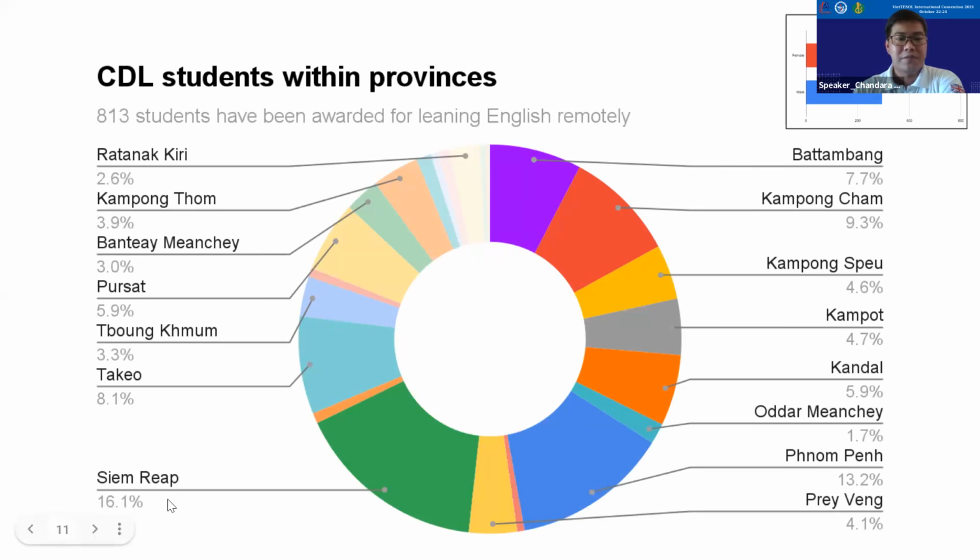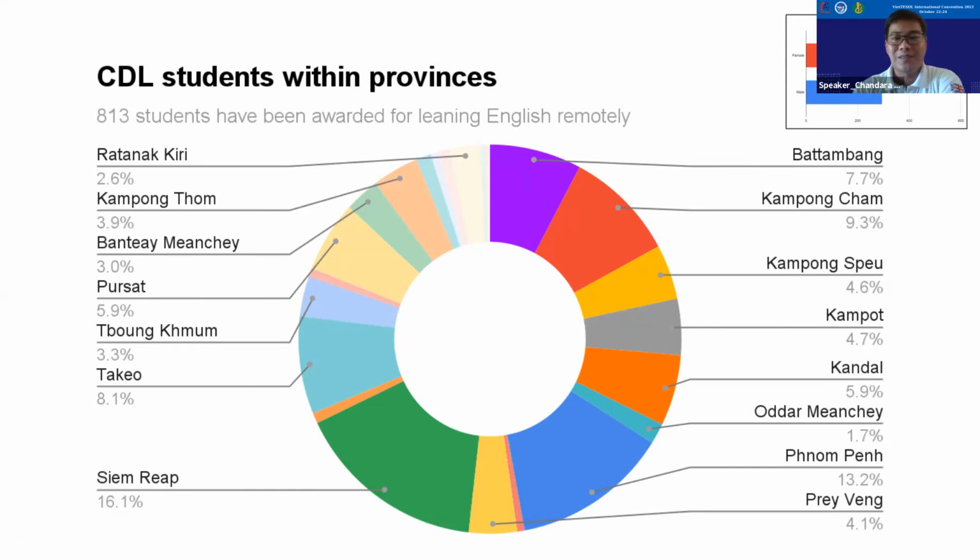Most of them come from Siem Reap City. However, there are some students who come from remote areas where it's very hard to access education, meaning that the school is very far from the hometown and the nearest one is almost 10 kilometers away.